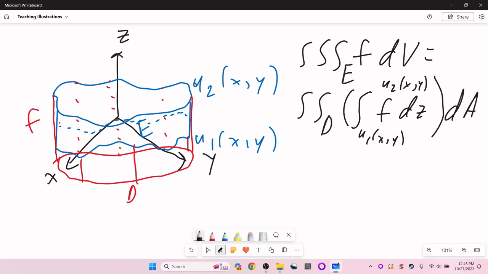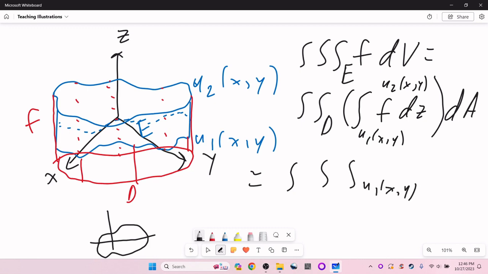So this is just another version of the iterated integral. We are first saying the ceiling is u2 of x,y, the floor is u1 of x,y, so we're integrating f, whatever it may be, across that whole top to bottom. We are then going to say that's the same as saying, once we project it, we get D, which will be a region in just x and y, but it'll be weighted based on f. So what we'll have is u1 of x,y to u2 of x,y, dz.